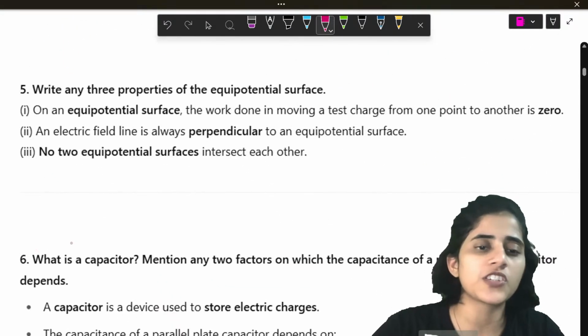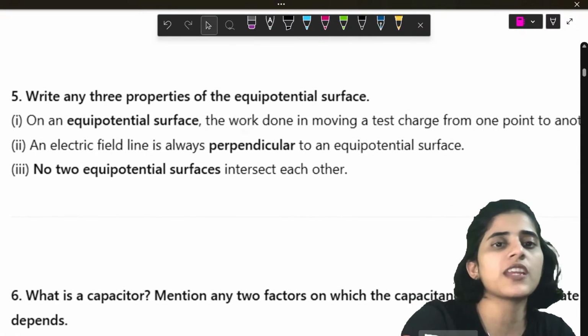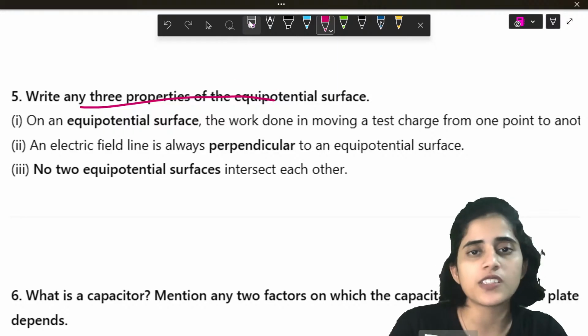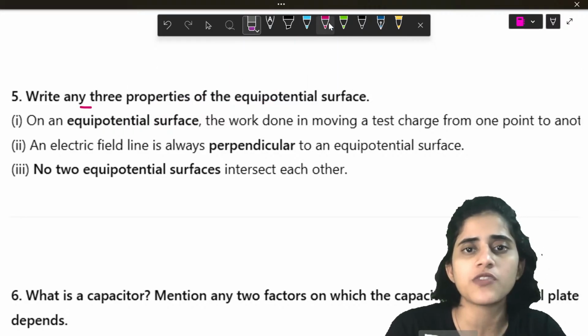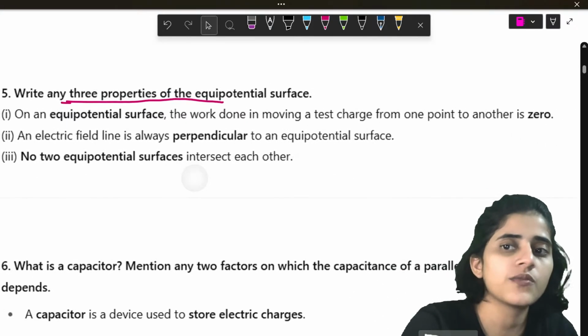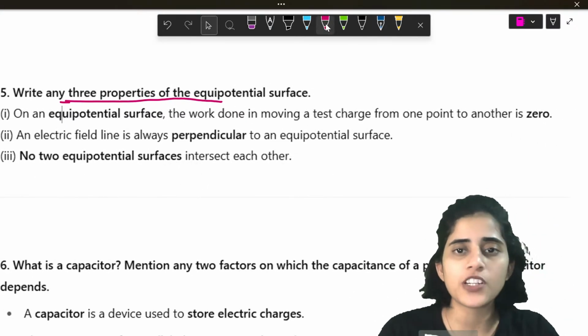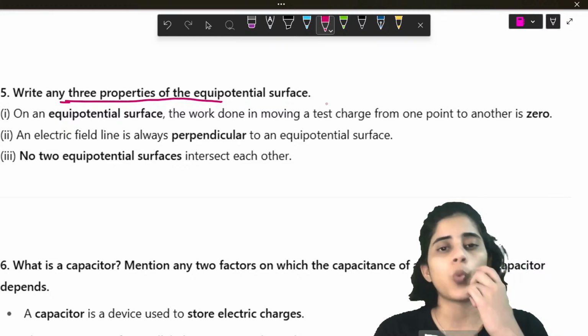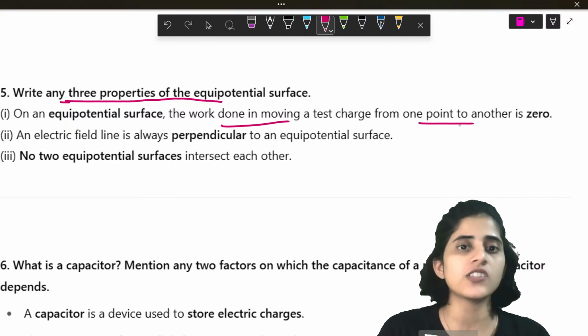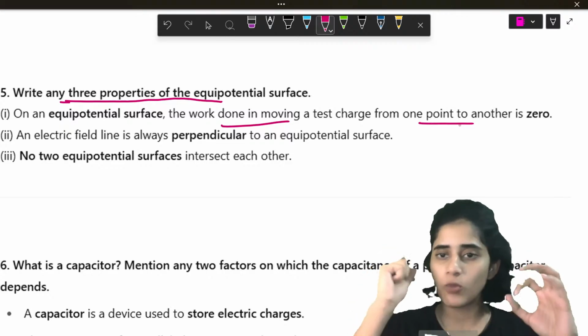Okay, next question. Mention 3 properties of equipotential surface. So first thing you need to know, what is an equipotential surface? An equipotential surface is when the work done in moving a test charge from one point to another is zero. Okay. So let's say you have one charge here.